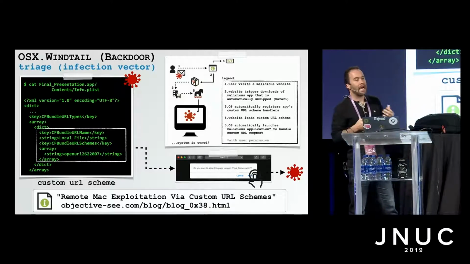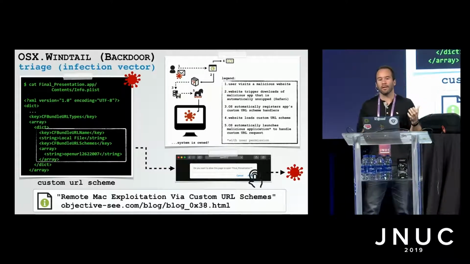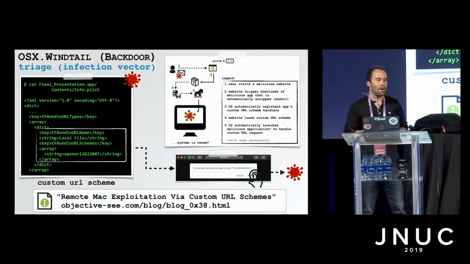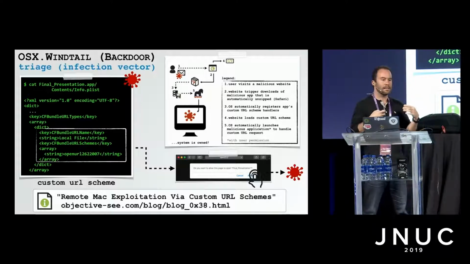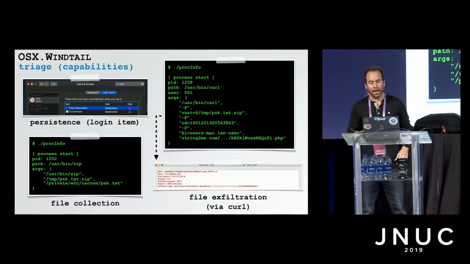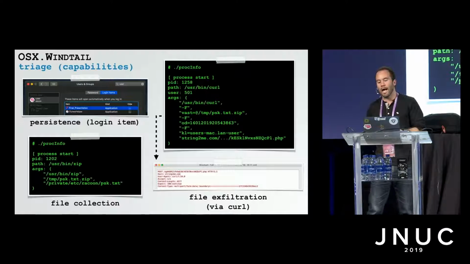Now, one of the most interesting aspects of this malware is its exploit vector, that is how it got onto Mac systems. So we're going to walk through exactly how that happened. In short, though, there's some legitimate functionality in macOS where once an application is downloaded, if it contains a custom URL handler, macOS will automatically register that application, which then means it can be launched from, for example, a web page.